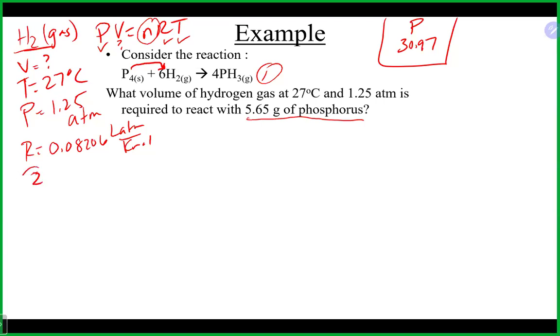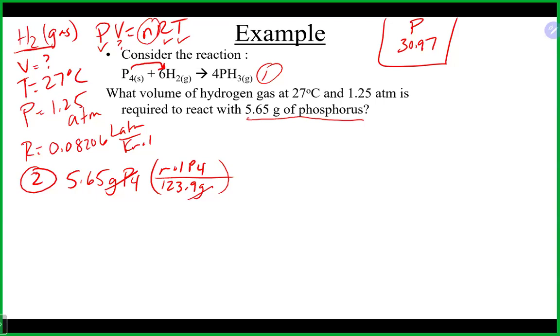So second step here, we're going to take our 5.65 grams of P4. We're going to go to the periodic table and convert using our molar mass. So that's 4 times 30.97. That's going to be 123.9. Again, we do want the grams on the bottom, so everything cancels. Moles of P4. Once again, here you could get an answer, but I'm not going to because I'm more interested in the gas.